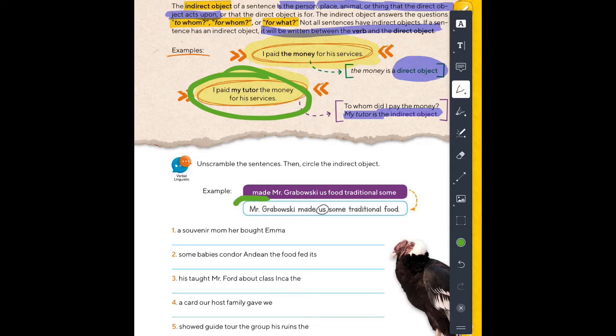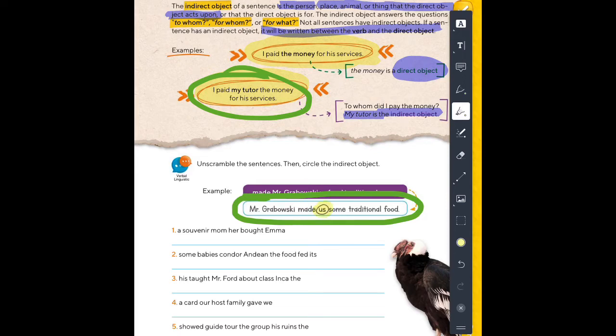So, if you unscramble, it would say, Mr. Grabowski made us some traditional food. Made us. So, to whom did he make the food? To us. So, that's why the answer is us.